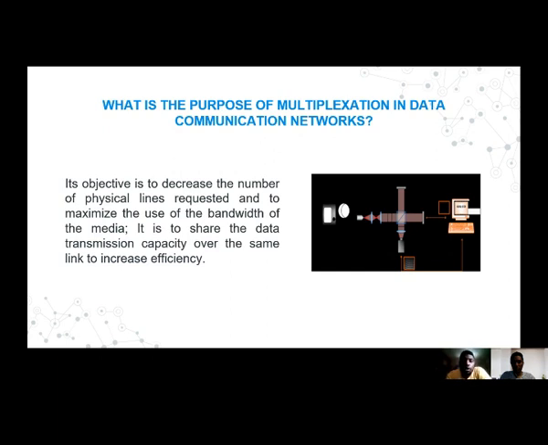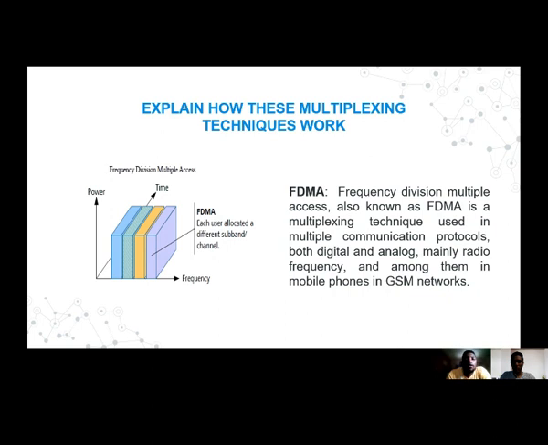The purpose, or the objectives, is to decrease the number of physical lines requested and to maximize the use of the bandwidth of the media. It is to share the data transmission capacity over the same link to increase efficiency. The multiplexing techniques are classified as follows.